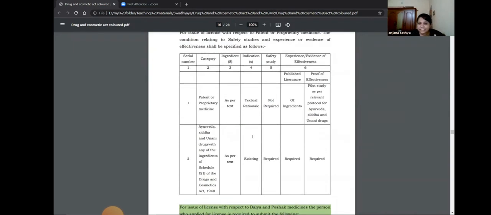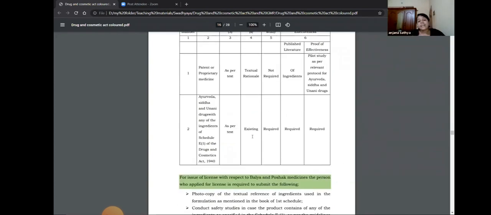Next is the patent and proprietary medicine as per the text. The ingredients are as per the text, but the indication is a textual rationale. That is, there is a slight variation of the indication. So there is no need of a safety study, but published literature of the ingredients has to be produced, and a proof of effectiveness has to be produced, a pilot study as per the relevant protocol of Ayurveda, Siddha and Unani medicines.